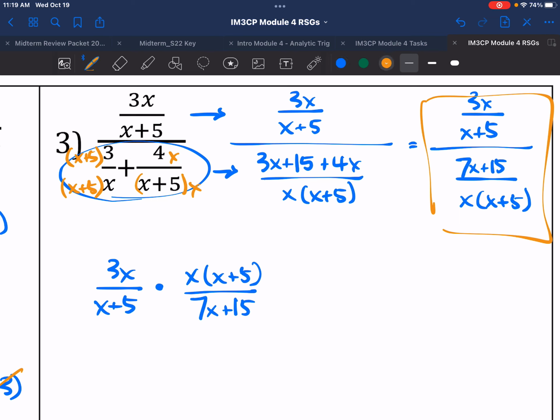We're going to cross-cancel anything that cross-cancels, so the x plus 5s go away. On the top, you're left with a 3x and an x, so 3x squared. And on the bottom, you're left with a 7x plus 15. And that is your solution for the third problem.